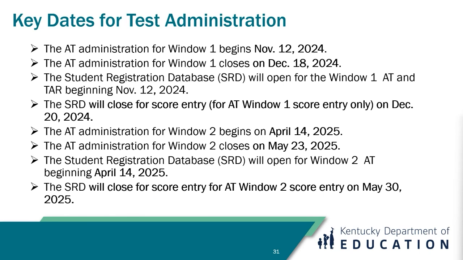The task administration for Window 2 begins on April 14, 2025. The Attainment Task Administration for Window 2 closes May 23, 2025. The SRD will open for Window 2 AT score entry beginning April 14, 2025, and will close for AT Window 2 entry and TAR entry on May 30, 2025. As a reminder, students who qualify for taking the AKSA must complete both Window 1 and Window 2, regardless of when they qualify or transfer into a district.